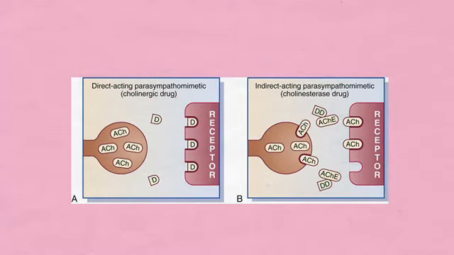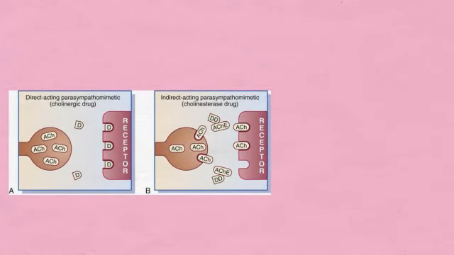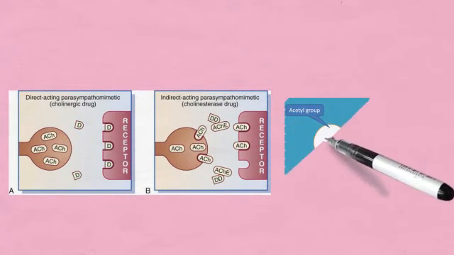You can see in this figure that direct acting parasympathomimetic drugs directly bind to the acetylcholine receptor, just like the original acetylcholine mechanism. You have to keep in mind, students, that parasympathomimetic drugs, cholinergic agonist drugs, and cholinomimetic drugs are all the same. They all have the same meaning.